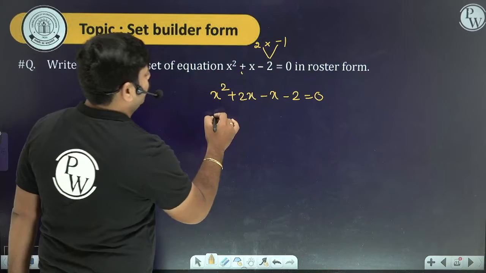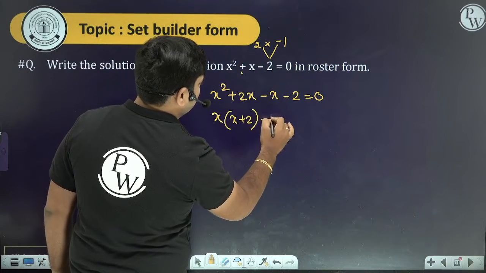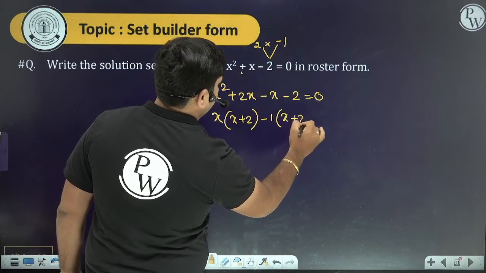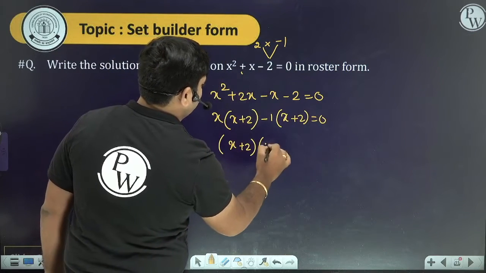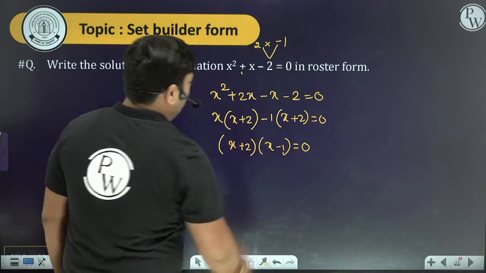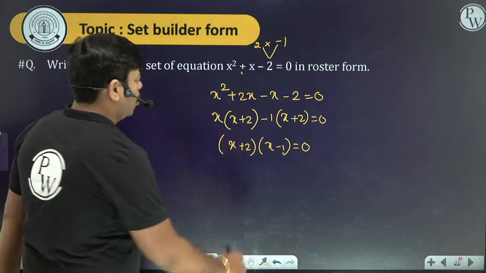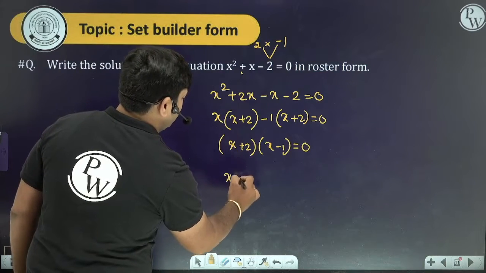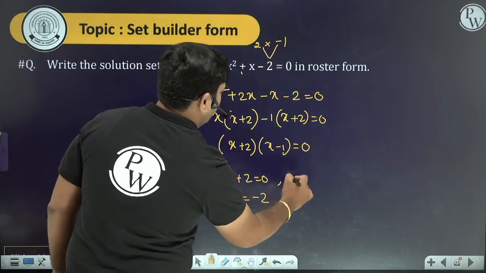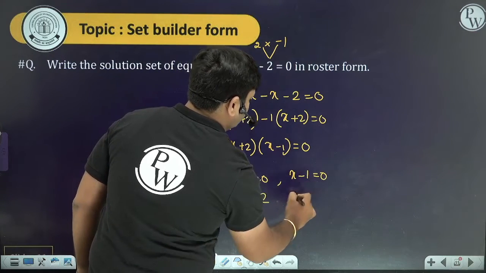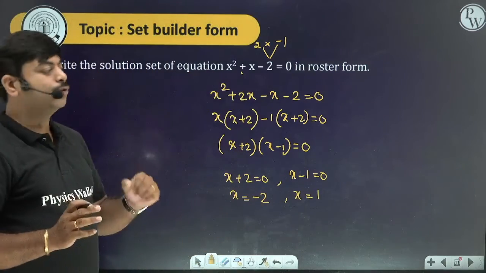So if you take common, you will get x into x plus 2. And here we will take minus 1 common. You will get x plus 2 is equal to 0. So we will get x plus 2 into x minus 1 is equal to 0. So I can equate this: x plus 2 is equal to 0, that means x is equal to minus 2. Or x minus 1 is equal to 0, so I can say x is equal to 1. So we have two values.